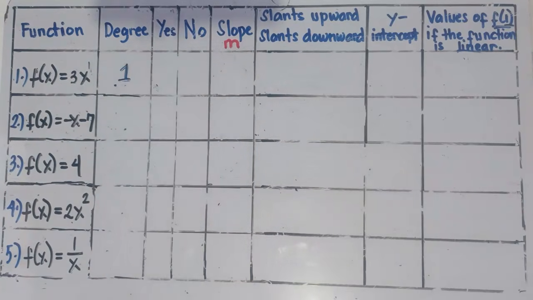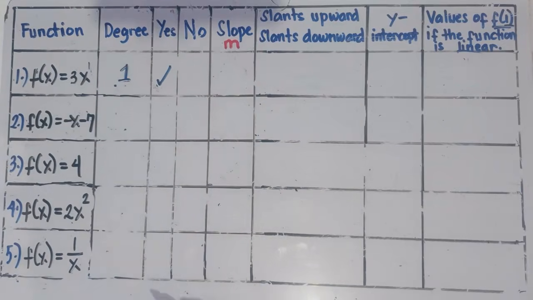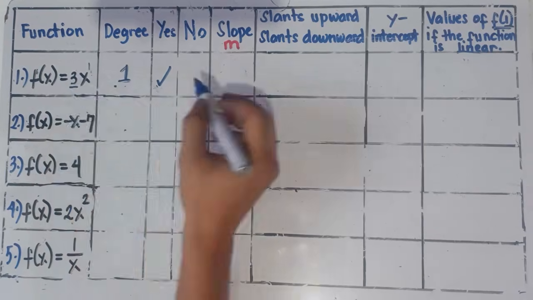Now question, class, is this a linear function or not? That's correct, this will be a linear function because the highest exponent of x is just 1. So this will be a linear function. Now what will be the slope? That's correct, the slope is 3. So beside x, this 3 here will be the slope. So the slope is positive 3.